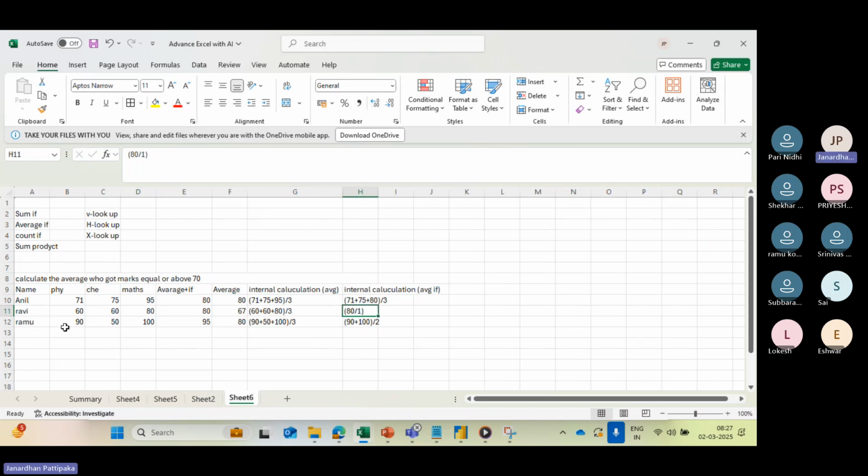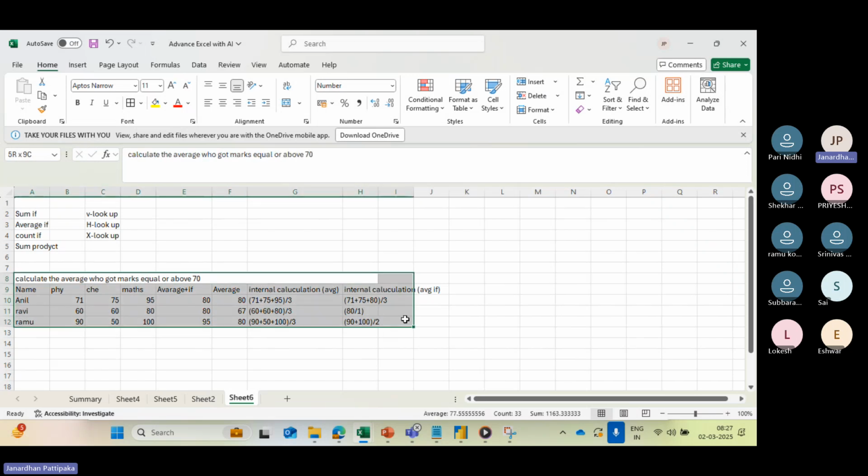Now in Ramu's case also you got 90s. Above 70: 50 is not above 70, 100 is above 70. That means it will calculate 90 plus 100. Only 2 are satisfied, so 100 plus 90 by 2. That's why you got 95 over here. See, the internal execution is 90 plus 100 by 2. So this is the difference between average and average if.